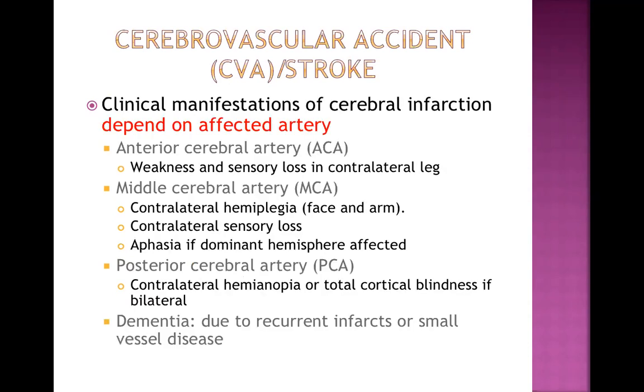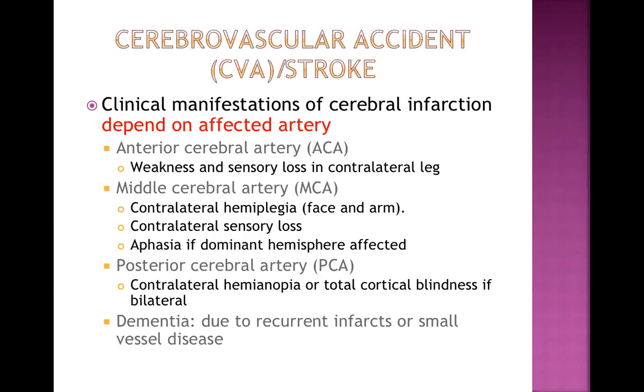Now, what are the clinical manifestations of cerebral infarction? The answer is, it depends on which artery is affected. If the anterior cerebral artery is blocked, then the area supplied by that artery is affected, isn't it? But your discussion doesn't end here. You should know which areas of the brain are mainly supplied by the anterior cerebral artery, then only you can answer this. So there is weakness and sensory loss in the contralateral leg in case of anterior cerebral artery.